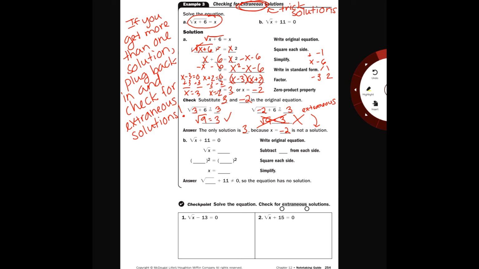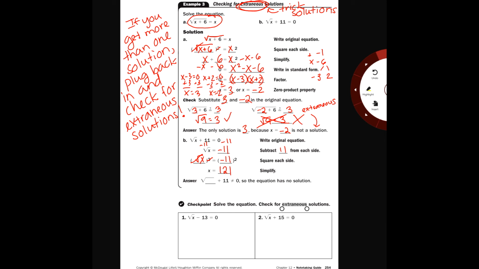Let's do another one like that. I have radical x plus 11 equals 0. So I need to subtract 11 from both sides. So I get radical x equals negative 11. Now I can square that radical x and square the negative 11. Square root and a square cancel out, so I just have x. Negative 11 squared is 121.